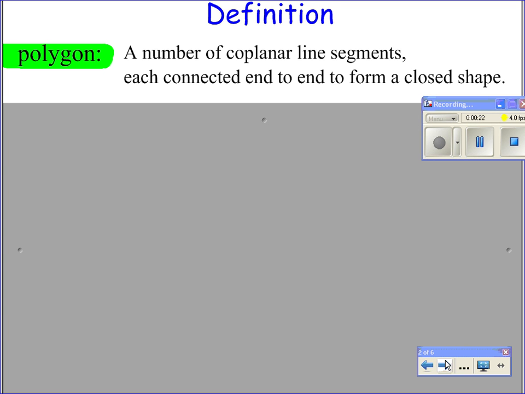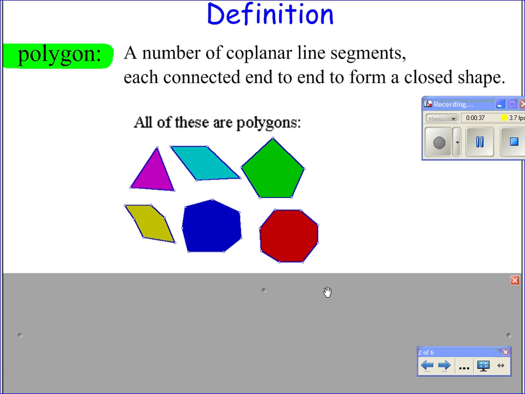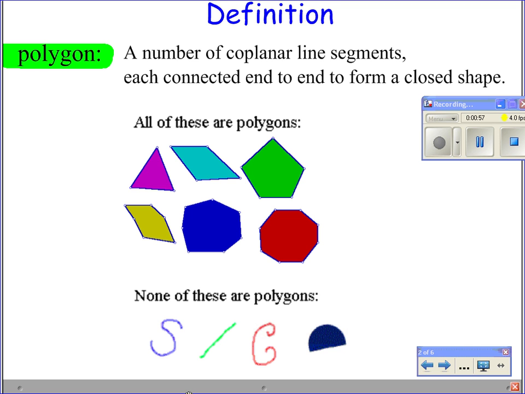Let's look at the definition of a polygon. A polygon is a number of coplanar line segments, each connected end to end to form a closed shape. In case that's a little confusing, I put some pictures up here of what represents a polygon and what does not. The first part that you can see right now, these are all shapes that represent a polygon. They are all connected end to end, they form a closed shape, and they are coplanar line segments. So you want to make sure that all three of those characteristics are included.